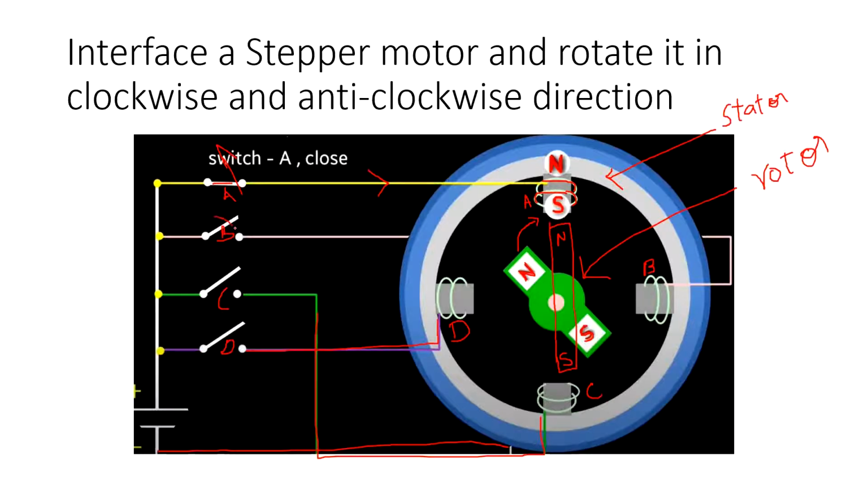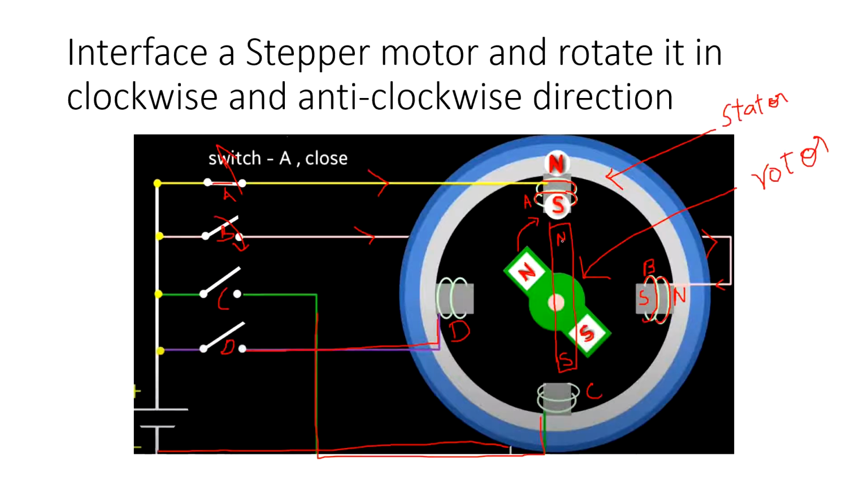Now what if I open the switch A and close the switch B? Again the same thing will happen. The current starts flowing through this and comes over here, and it flows through the wires mounted on the pole. The current entering direction will be the north pole, and this one will be the south pole.